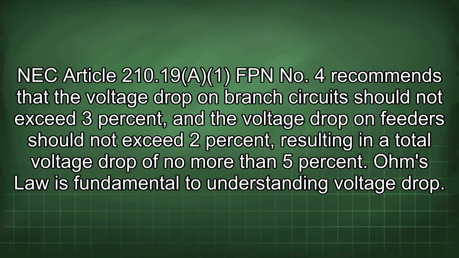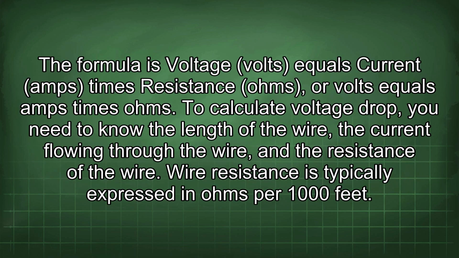Ohm's law is fundamental to understanding voltage drop. The formula is voltage in volts equals current in amps times resistance in ohms, or V equals I times R. To calculate voltage drop, you need to know the length of the wire, the current flowing through the wire, and the resistance of the wire.